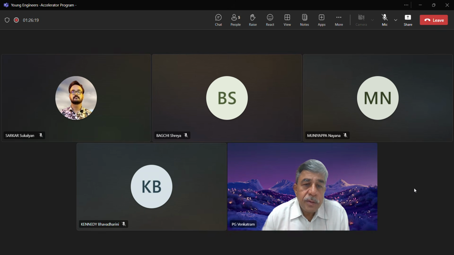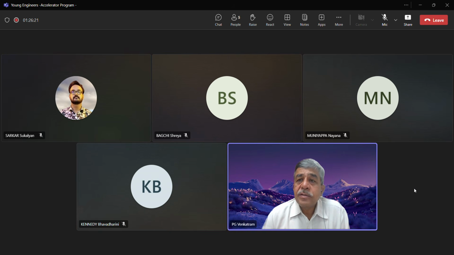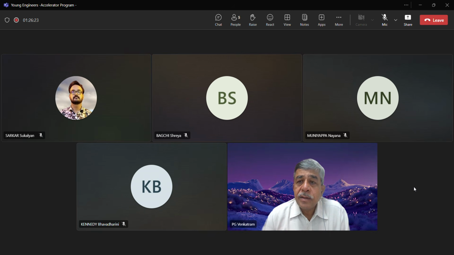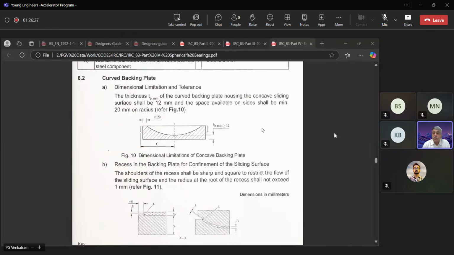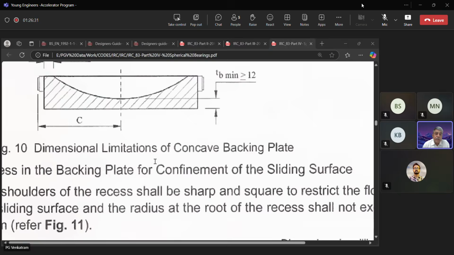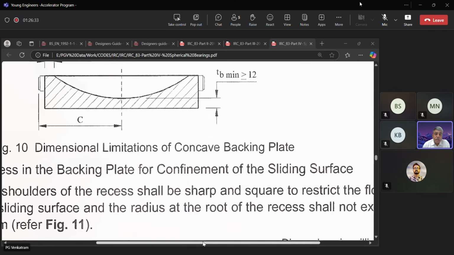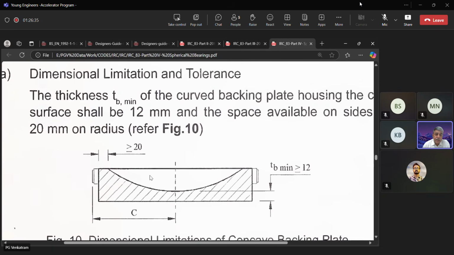So in the case of spherical bearing, can you see my screen? Okay. So basically, if you notice, this is how a spherical bearing, the concave surface is created and the mating concave surface. Now, as you can visualize, the load comes down through that top. It tries to establish contact over this whole surface.